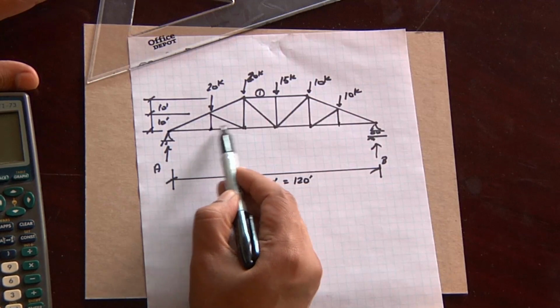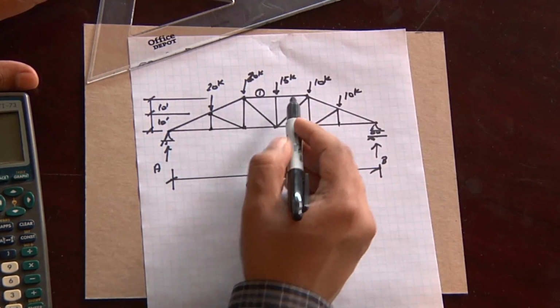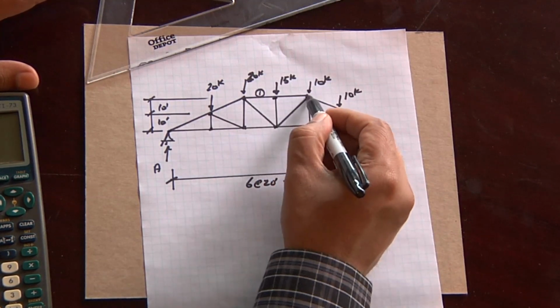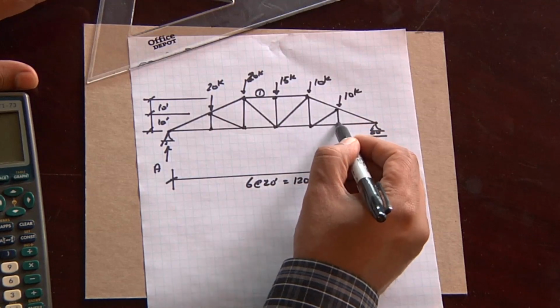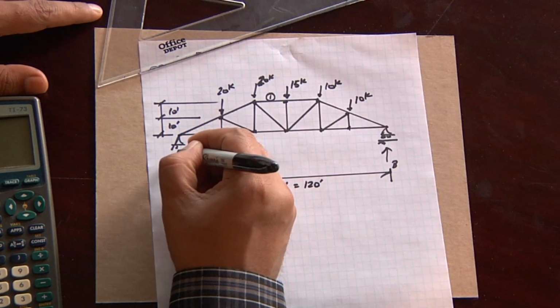Now, if I had to do this using method of joints, it would be rather cumbersome, because I would have to solve all of these joints in order to get to member number one. Method of sections allows us to get there a lot faster. But let's first calculate the reactions.